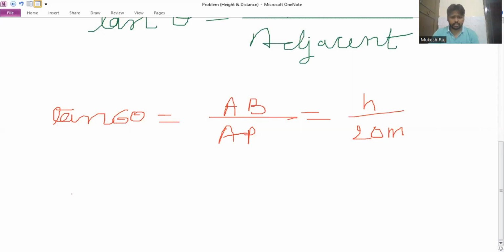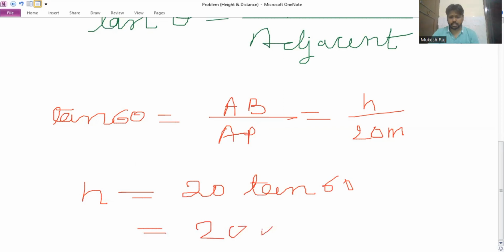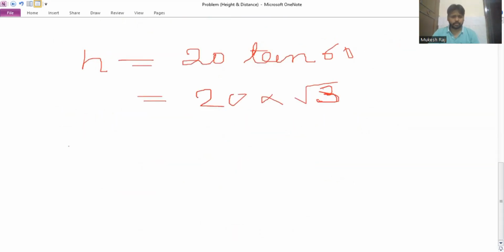So we can equate this value: height h is equal to 20 meters times tan 60, which on further calculation is 20 multiplied by root 3. Then we can conclude that the height h of the tower is equal to 20 root 3 meters.